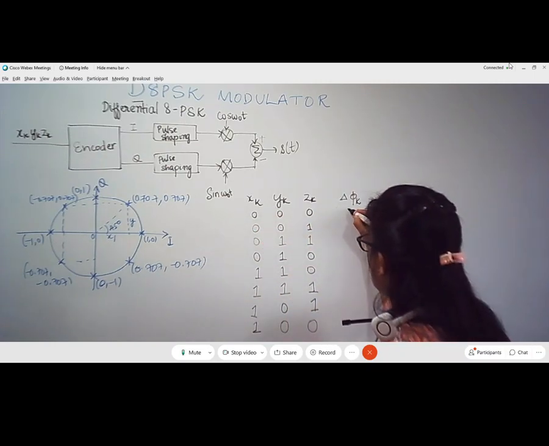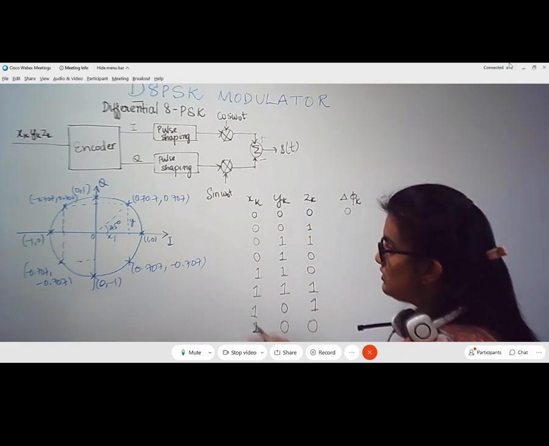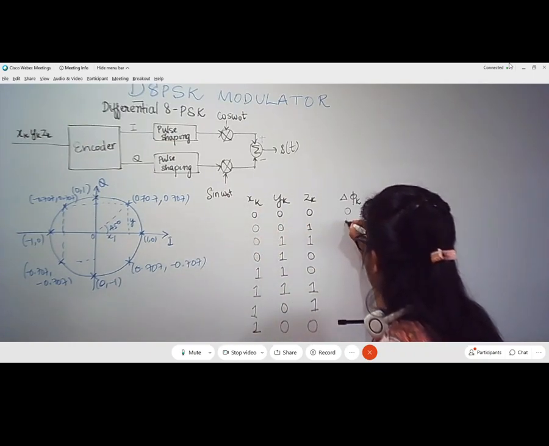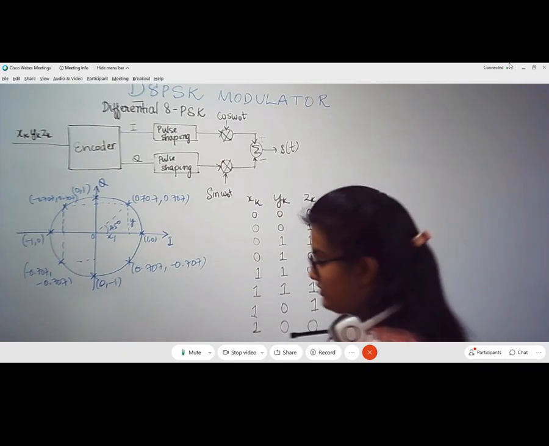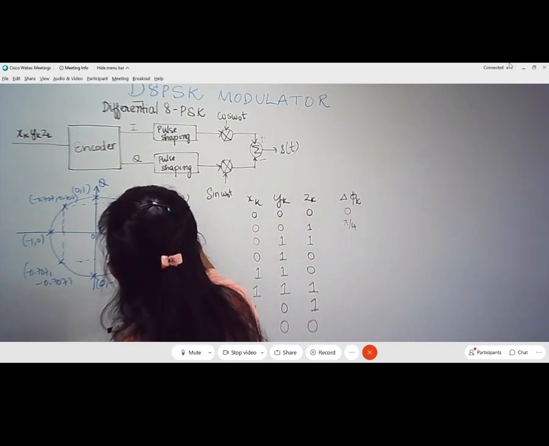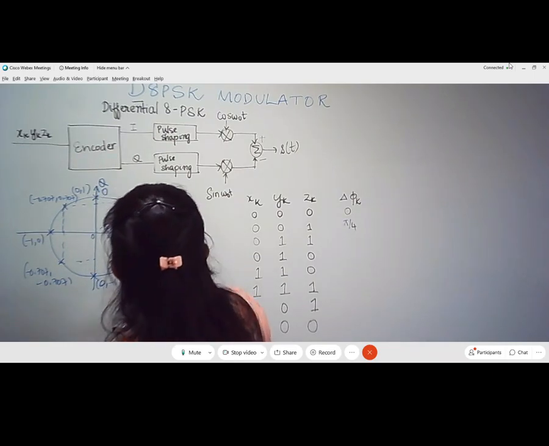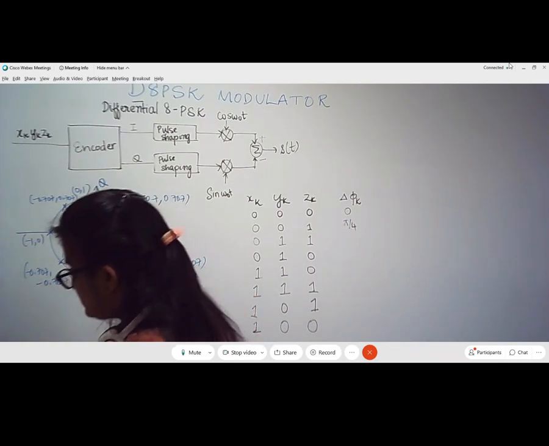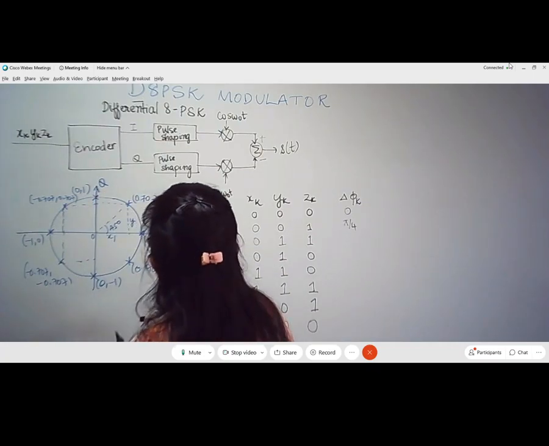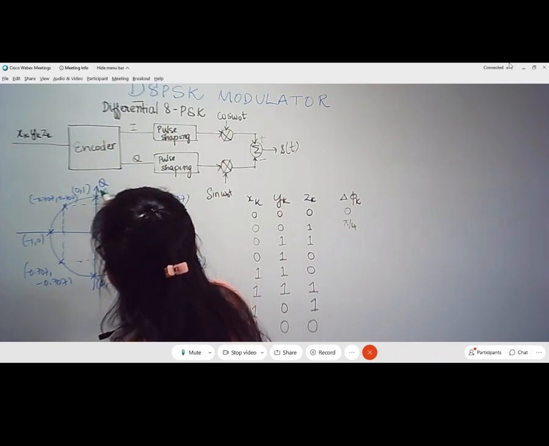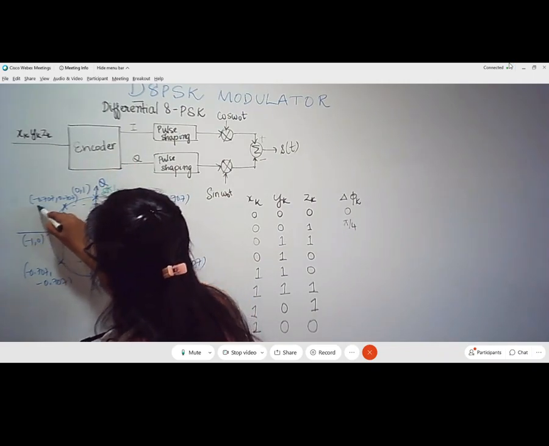For all 0 I am going to assign a phase of 0, that is the I axis. Then for 0 0 1 I am going to assign pi by 4, which is this angle. So I am going to write the angles also. Here it is pi by 4. Let me write it in another color so that you will be able to recognize. This phase is 0 and this one is pi by 4. This one is 2 pi by 4. 3 pi by 4.